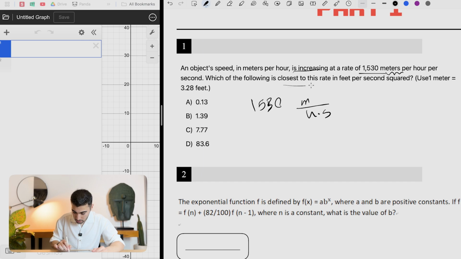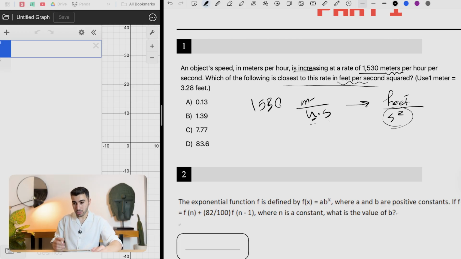Which of the following is close to the rate in feet? What we're looking to convert this to is feet per second squared. So we want to convert the meter into feet and the hour into seconds. So second times second becomes second squared. That's what we want to do.